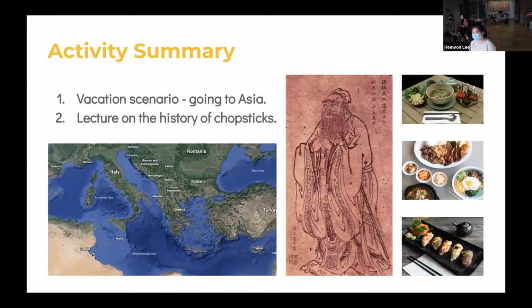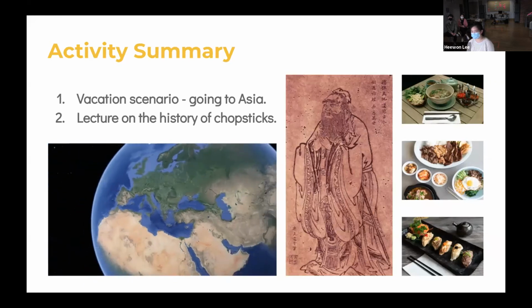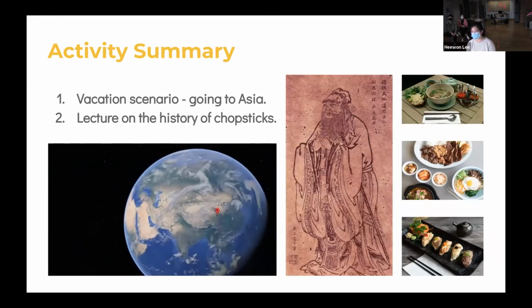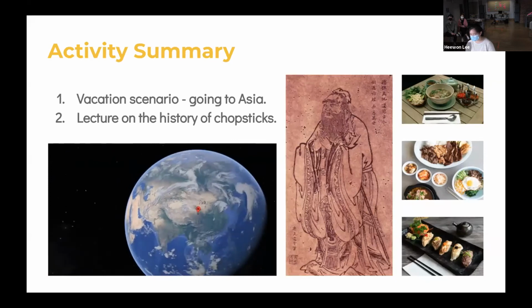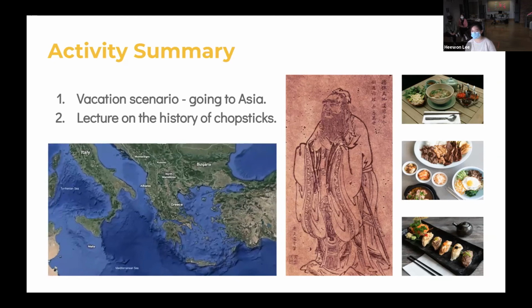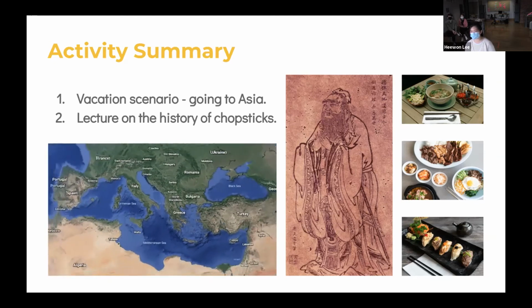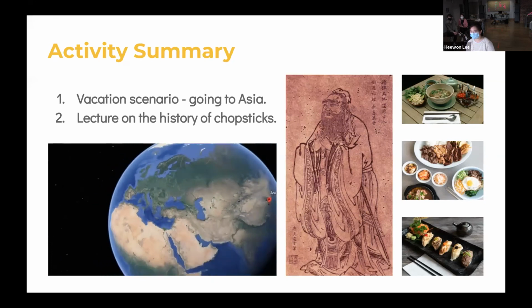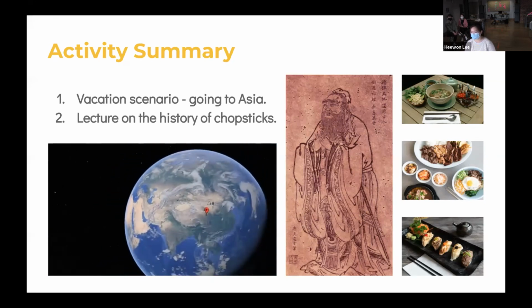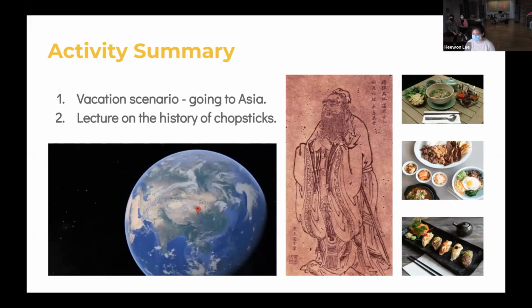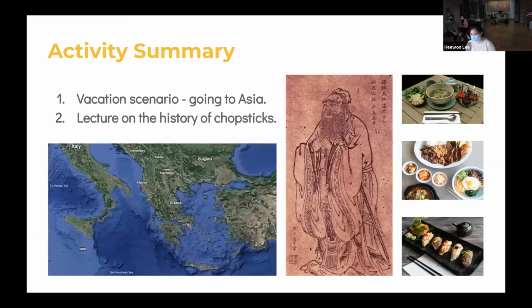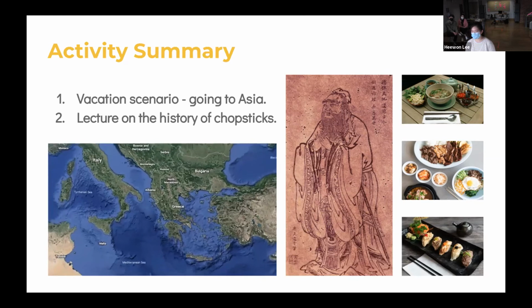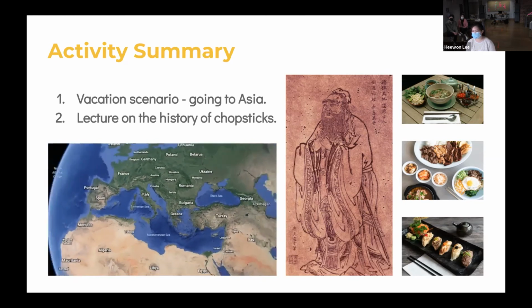So now we'll briefly talk about the summary of this activity. We will first start, like all the other activities we have made, with a narrative scenario. In this activity, we will want the students to imagine they're on a vacation going to Asia, and then they will be going to a restaurant where they're served Asian food and also provided with chopsticks. And then maybe they'll ask, what are these chopsticks? What are these two sticks used for?